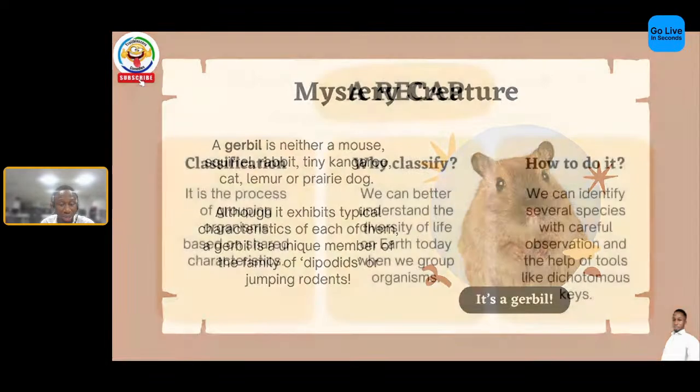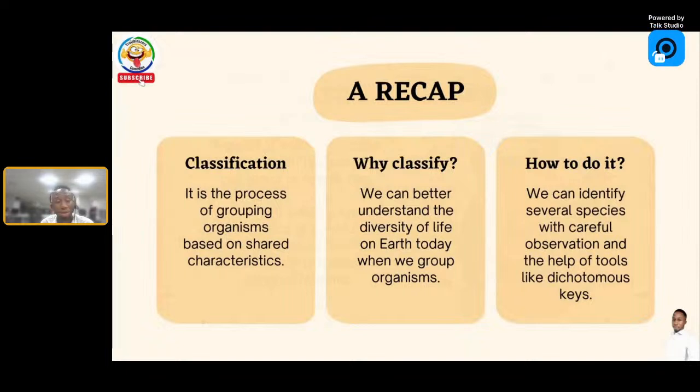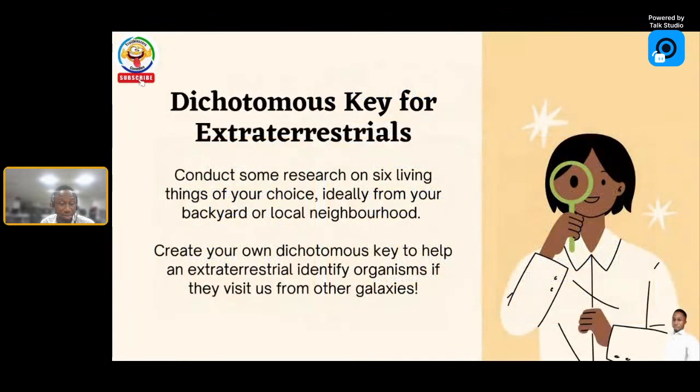Let's see the next slide. So, a recap of what we've done so far. We've been able to know what classification is: the process of grouping organisms based on shared characteristics. Why do we need to classify? We can better understand the diversity of life on Earth when we group these animals. Then how can we do that? We can identify several species with careful observation and the help of tools like dichotomous keys. Yes, that's about this slide.